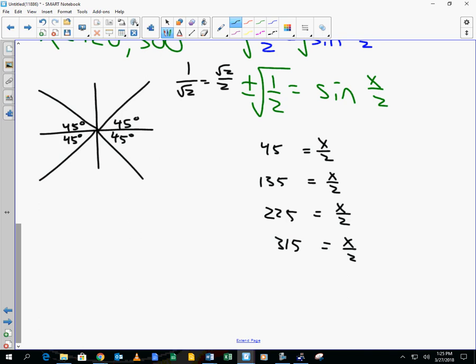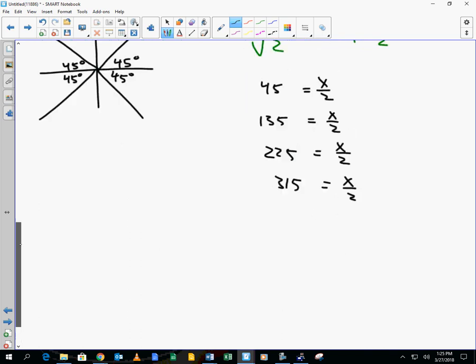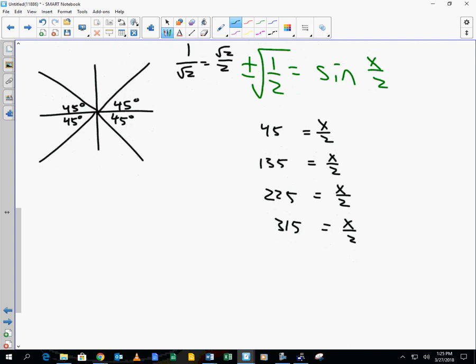So 45. Yep, it just gives you that reference angle. Multiplying by 2, and we get x is 90, 270, 450, 630. Isn't this fun?